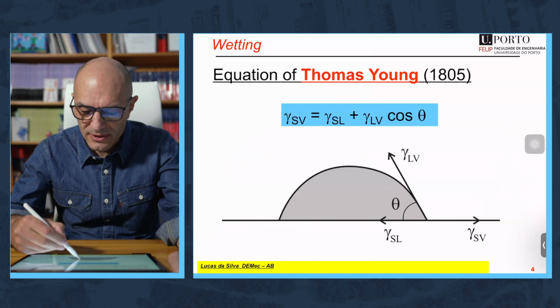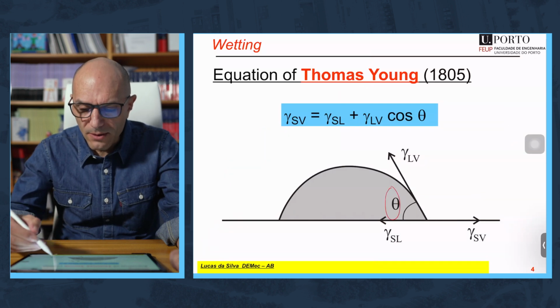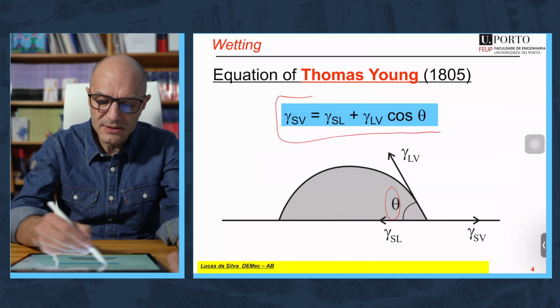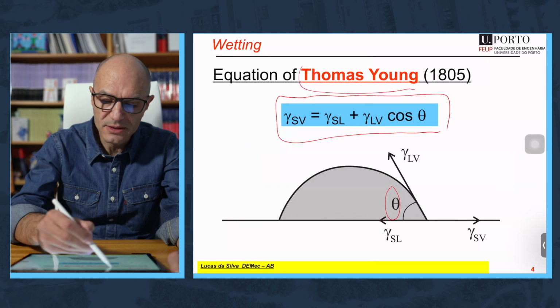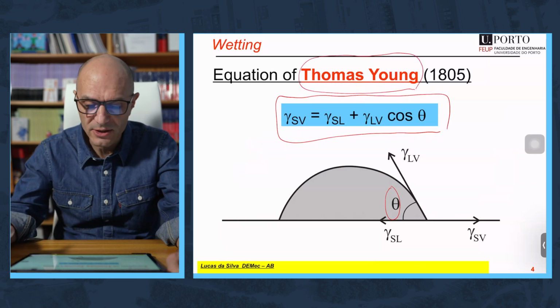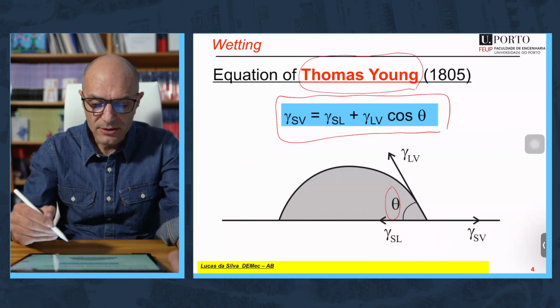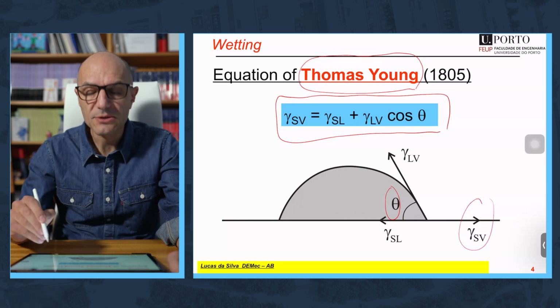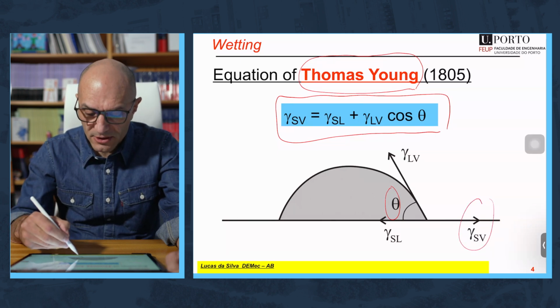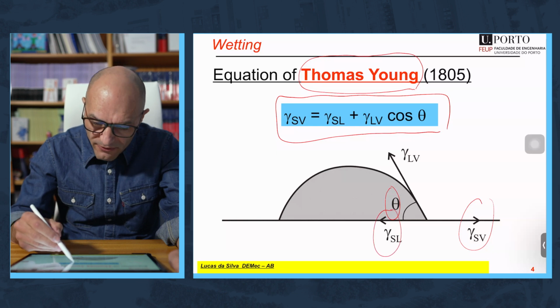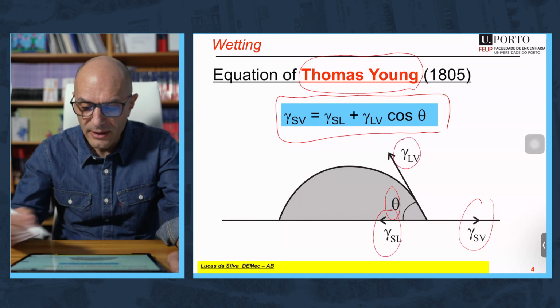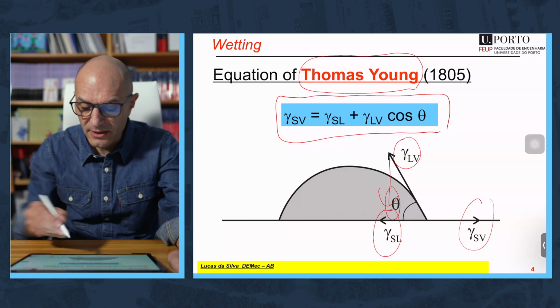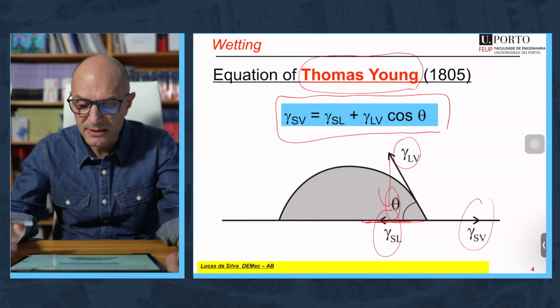This theta, this contact angle, also comes into this very famous equation, the equation of Thomas Young, more than 200 years old, which relates the energy of the solid with the interface energy solid-liquid and the surface energy of the liquid with cosine theta, so that it is in this line.